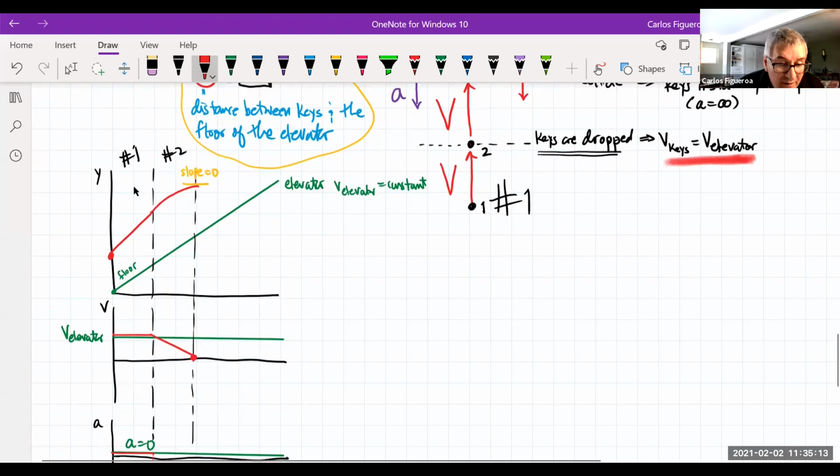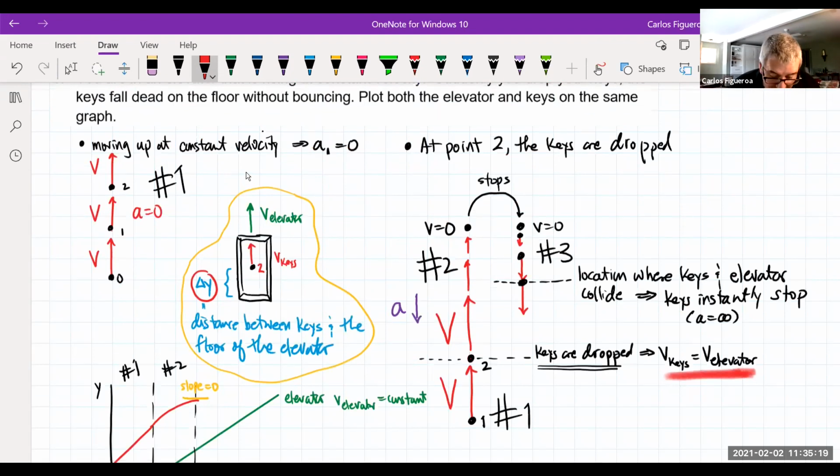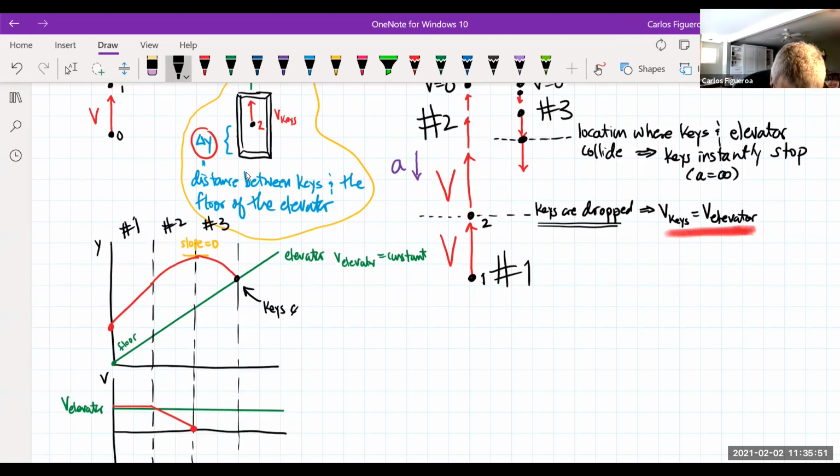So then what happens here? The keys start to fall, right? Now I'm on interval number 3. So the keys start to fall, and if I do this properly, if I keep those 2 square intervals that I'm talking about, I'm going to call this interval number 3. So what happens? This thing now starts to speed up, but if it starts to speed up, that means my curve should be getting steeper. And then here, at this point, is where the keys collide with the elevator.